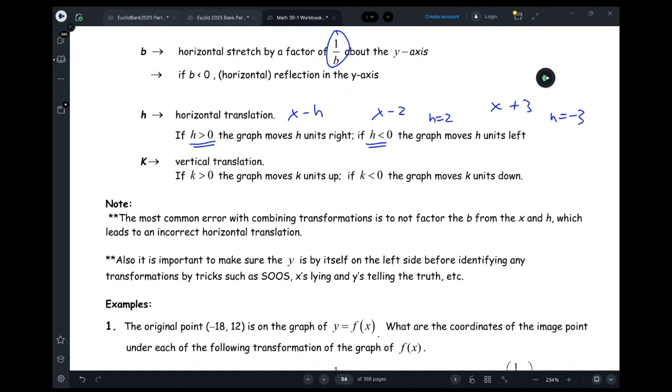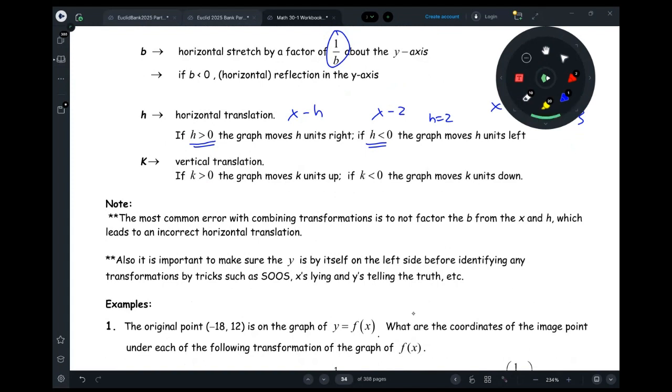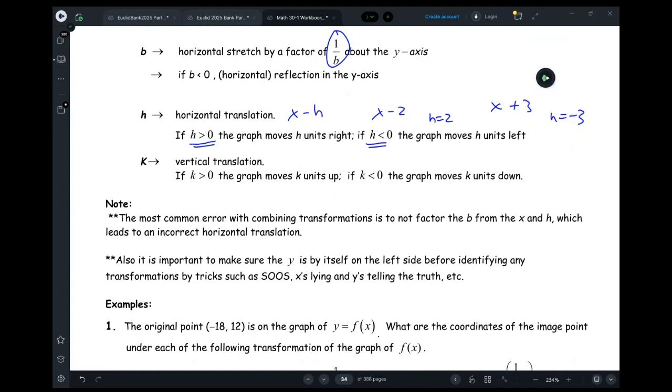So a couple of things to note before we take a look at some examples. The most common error, and this one really needs to be highlighted, is something that's going to get tested over and over again. In fact, we're going to test this in different chapters. When we start talking about trigonometry, logarithms, and more general polynomial functions, we are going to test to see that you are factoring out the horizontal stretch from the translation.